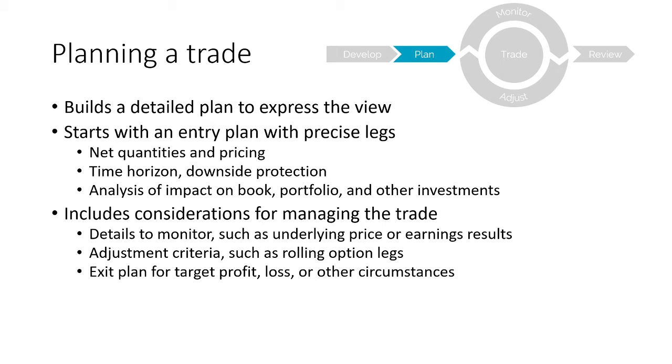And then, depending on what happens while you're monitoring the trade, you'll want to understand what adjustments you expect to make, which could be rolling option legs. It could be when you want to close a trade. And of course, the exit plan is part of that adjustment criteria, saying, hey, do you want to get out based on target profit or loss, or are there other circumstances that you would want to get out? For example, like not holding through earnings.